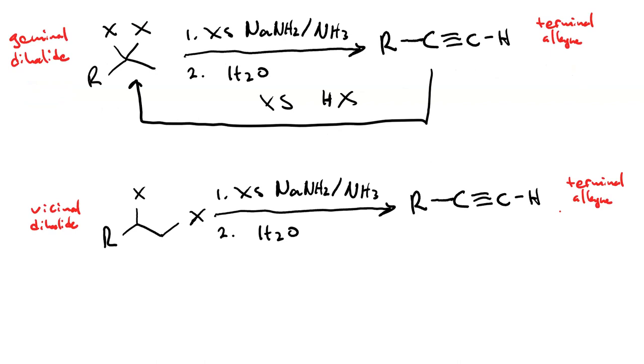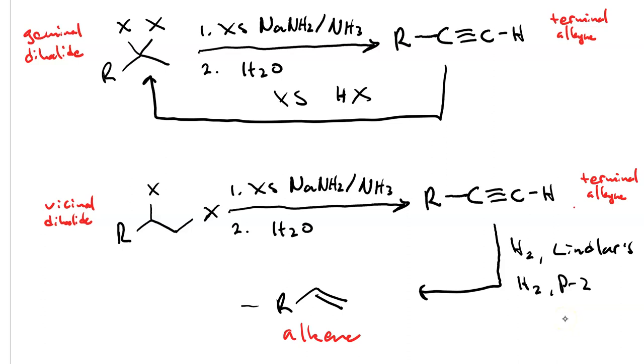If we wanted to take our terminal alkyne back to a vicinal dihalide, we'd need two steps. First, we'd need to reduce our alkyne to an alkene using hydrogen in the poison catalyst, like Lindlar's or P2. We could then perform halogenation on the alkene, using a halogen molecule in carbon tetrachloride.